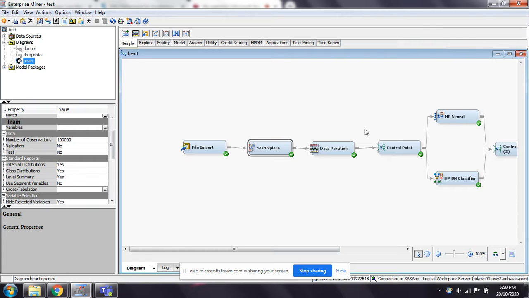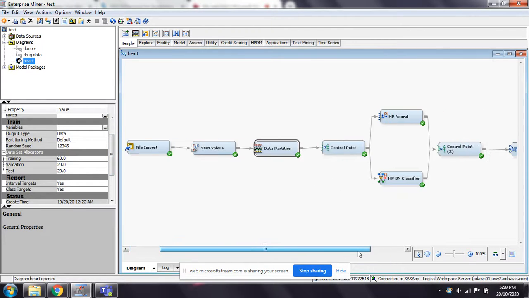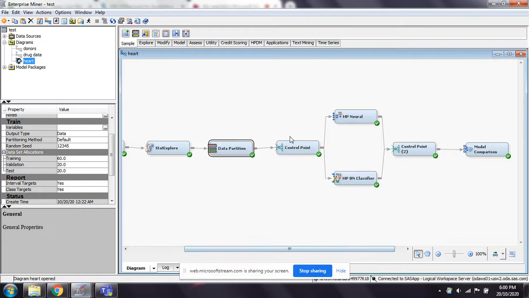Moving on from there, the next job is to partition the data. The data partition involves training 60%, validation 20%, and test 20%, so that we use the majority of the data in training and less in validation and test. Then I have included a control point node here so that we can fit multiple models and later compare those.